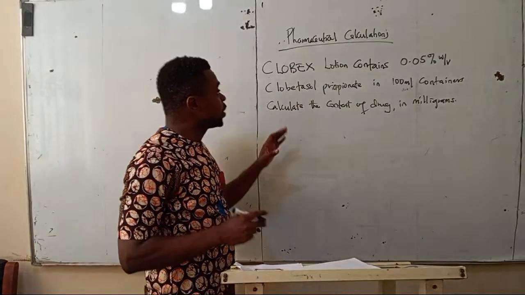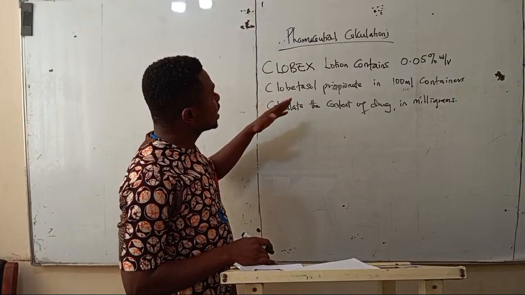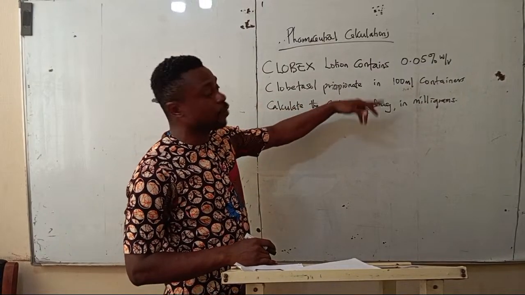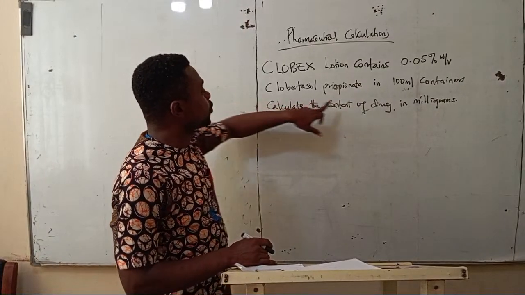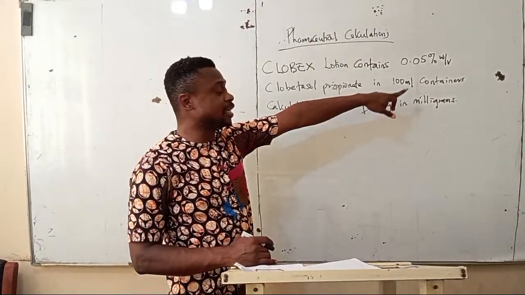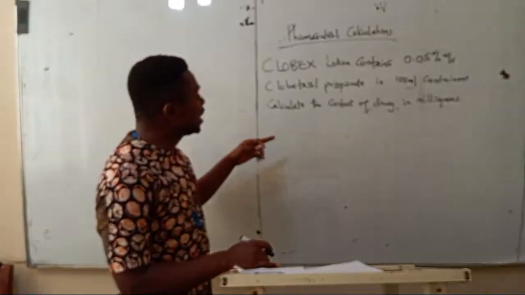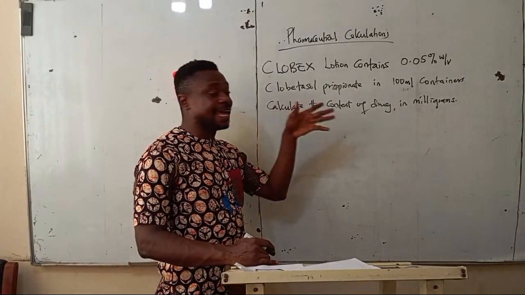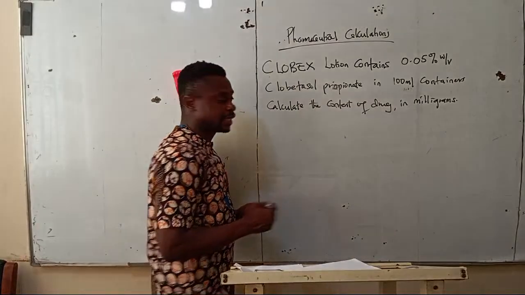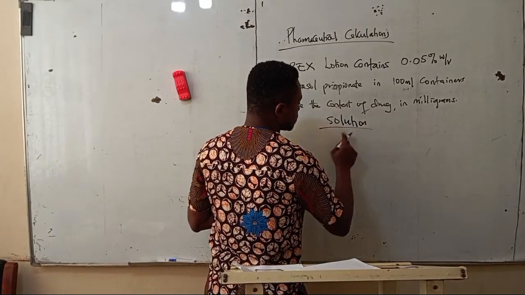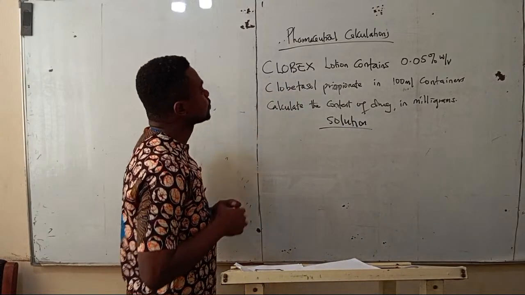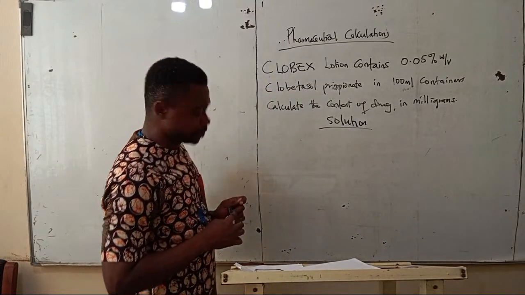As you can see on the board, the question says, Clobex solution contains 0.05% weight in volume clobetasol propionate in 100 ml containers. Calculate the content of drug in milligrams. All right, solution.